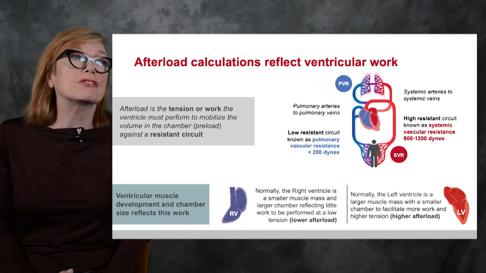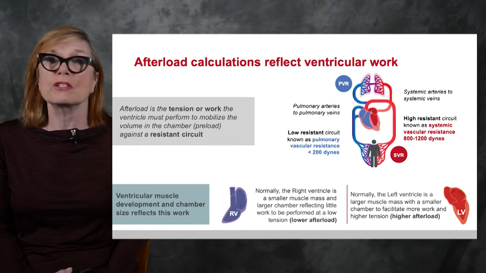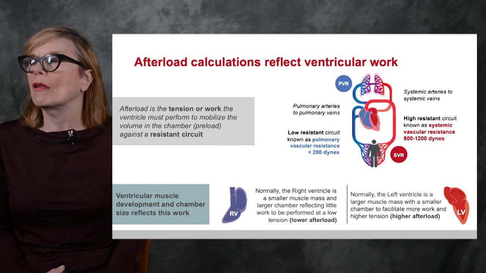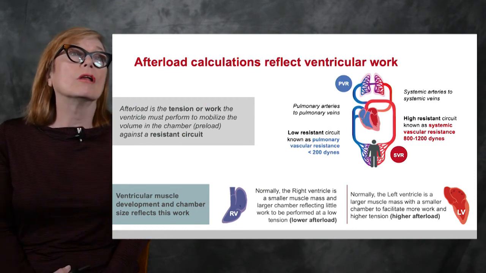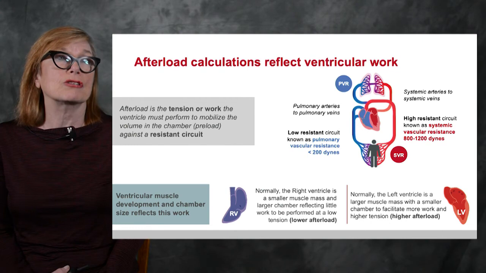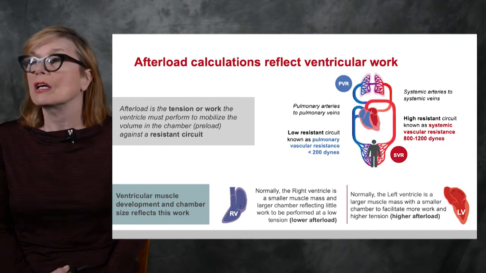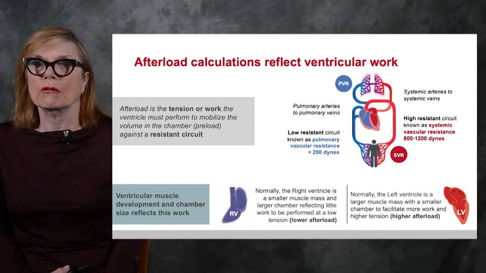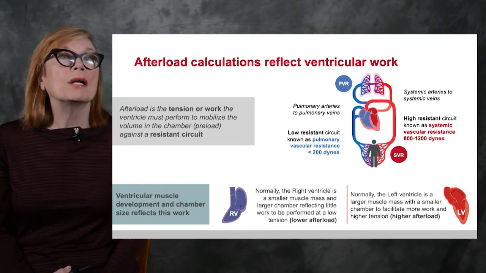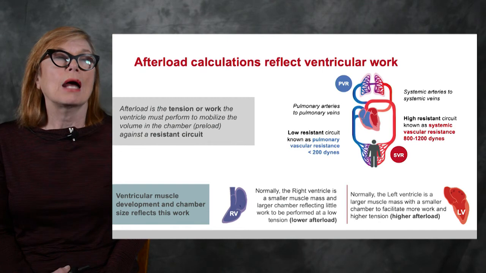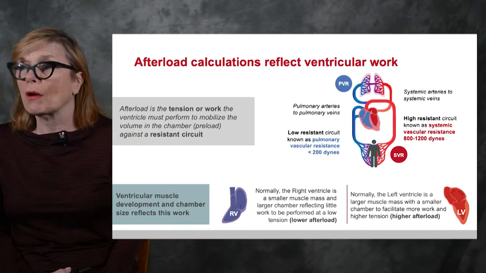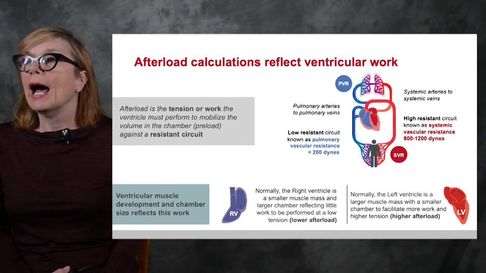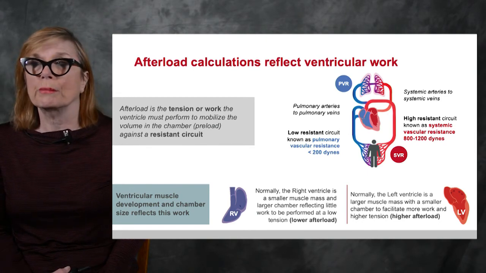The high resistance calculation, known as SVR, is normally 800 to 1200 dynes per second to the third power. And the low resistance calculation, known as pulmonary vascular resistance, typically is less than 200 dynes per second per centimeter to the fifth power. So we talk a lot about afterload. Afterload, meaning how hard does the right heart have to work to bolus blood? And afterload, meaning how hard does the left heart have to work to bolus blood?